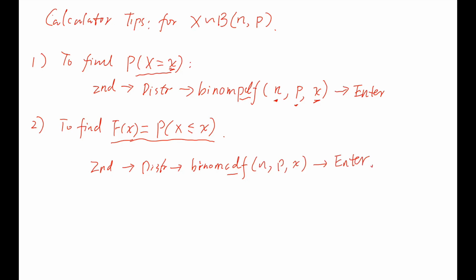So of course, these are the two quantities that can be found directly using the calculator. Using the calculator, we can directly find the probability of X equals x or the probability X less or equal than x. Now, if we have other types of probabilities, for instance, X strictly less than x, or X greater than x, or something like that, we need to transform it into one of the above.